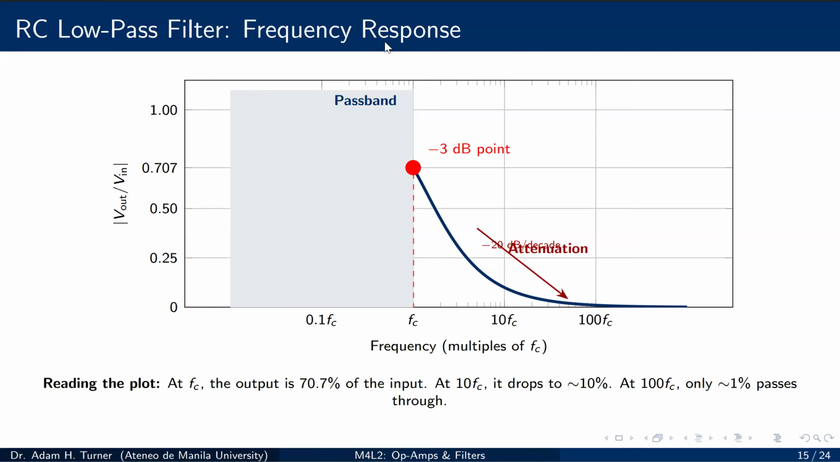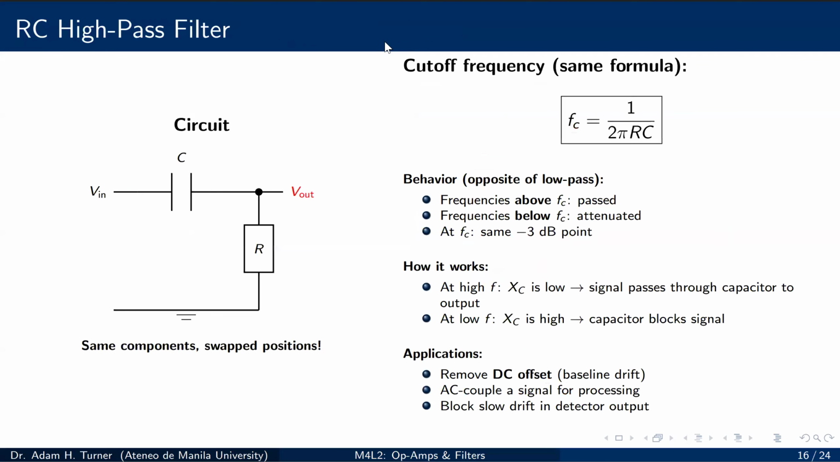At 10 times Fc, the output is about 10%. At 100 times Fc, it's about 1%. This is the attenuation region. So if your signal is at 1 Hertz and your noise is at 60 Hertz, setting Fc to 10 Hertz would pass 100% of our signal while reducing the 60 Hertz noise to about 16%, which we'll calculate exactly in a worked example later on.